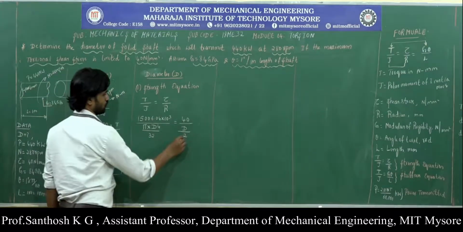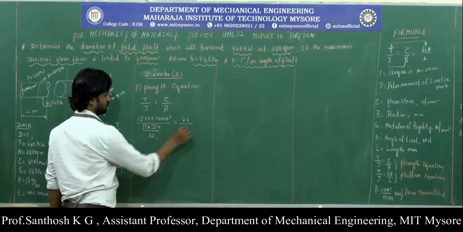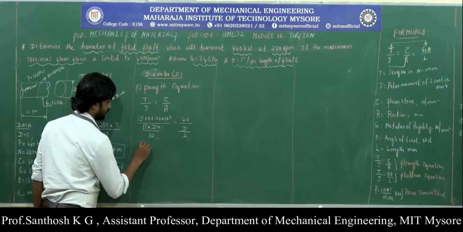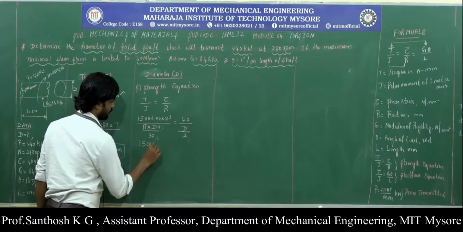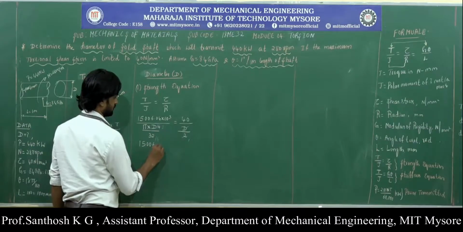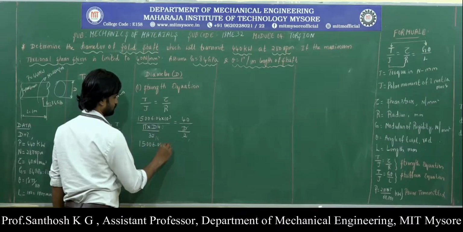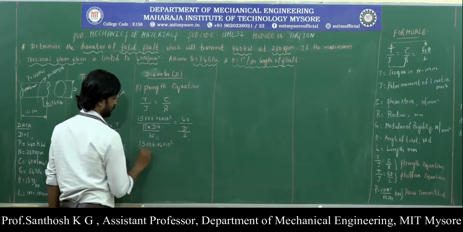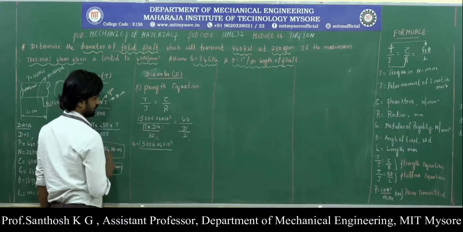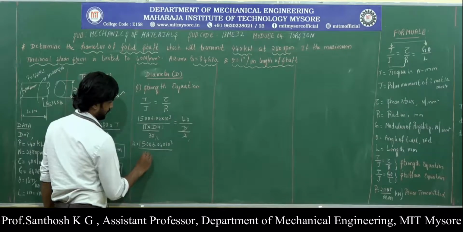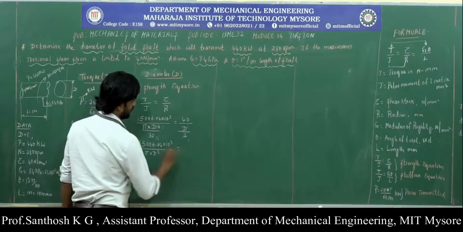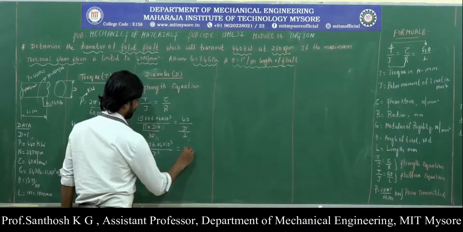2 ones are 2, 16. So 1 d will cancel out. Thereby we get the above equation in the form 15006.04 into 10 to the power of 3 into 16 divided by pi into d cube equals 40.